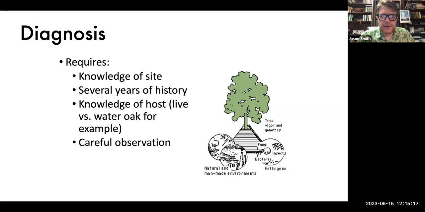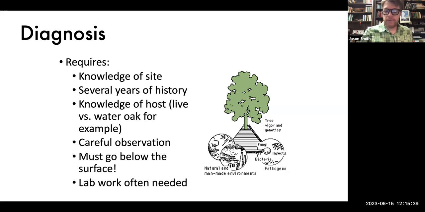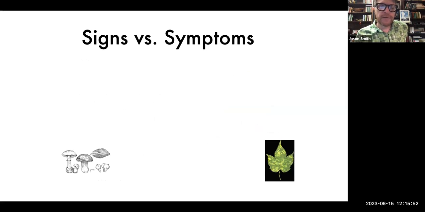Knowledge of the host is very important. You need to know what species you're looking at. Is it a water oak or is it a live oak, a laurel oak? Those details matter. Careful observation is a very important thing that we must do, and that sometimes requires going below the surface and looking at the roots. Remember, a vast amount of the biomass of a tree, and it's doing a lot of the important work, is below ground. And sometimes lab work is needed as well. Sometimes we have to collect samples and have a lab help us with the diagnostic process.